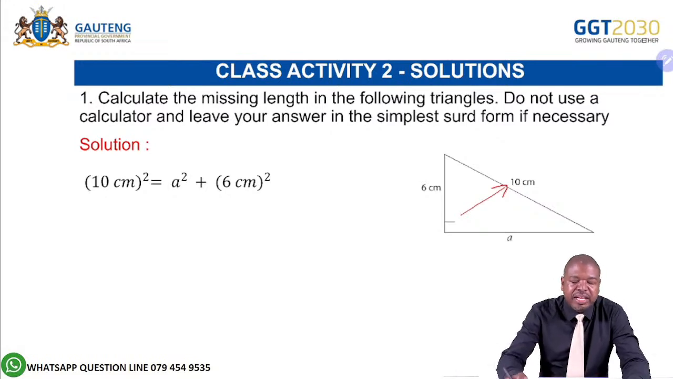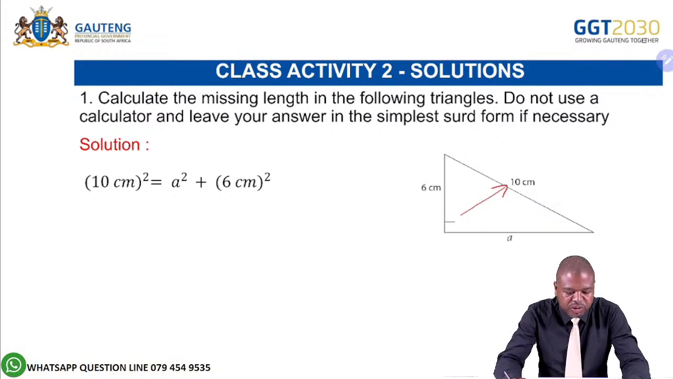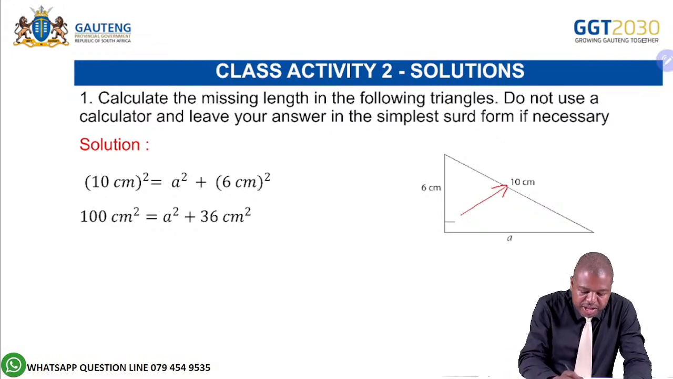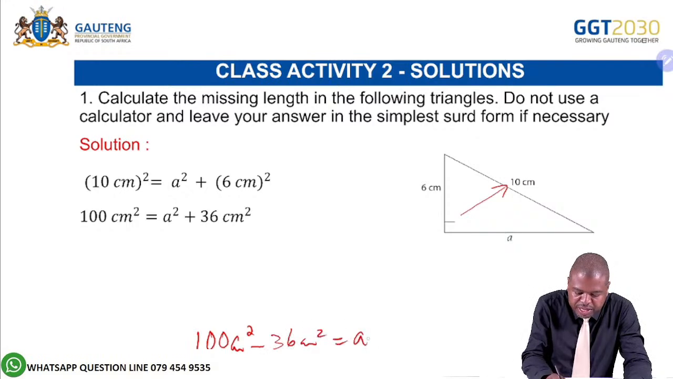If you simplify that, 10 centimeters squared gives us what? 100 centimeters squared is equal to A squared plus 6 centimeters squared, which is 36 centimeters squared. Then applying our knowledge of solving equations, if it's 100 centimeters squared minus 36 centimeters squared, we apply the additive inverse of 36, which is negative 36 centimeters squared, right? So that we remain with what?